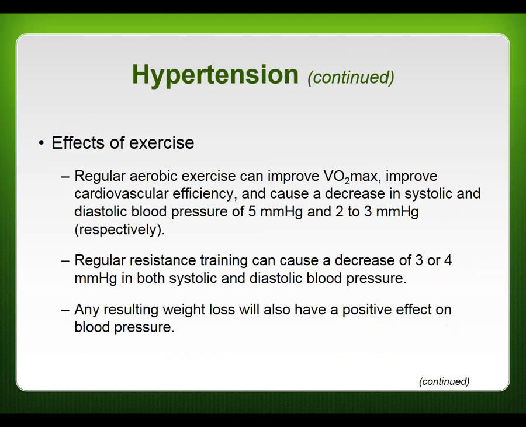Effects of exercise. Regular aerobic exercise improves VO2 max, improves cardiovascular efficiency, and can cause a decrease in systolic and diastolic blood pressure. So again, it's a very good way to combat hypertension. Regular resistance training can cause a decrease of 3 to 4 in both systolic and diastolic as well. So, a good combination of both would be recommended. And weight loss will also have positive effects on your blood pressure.